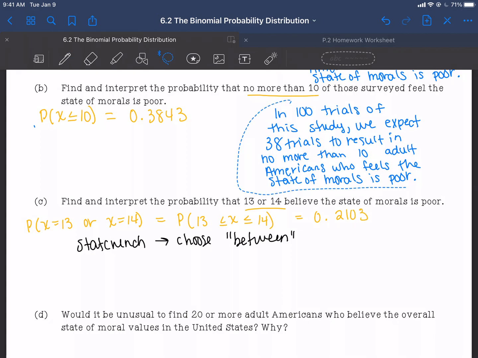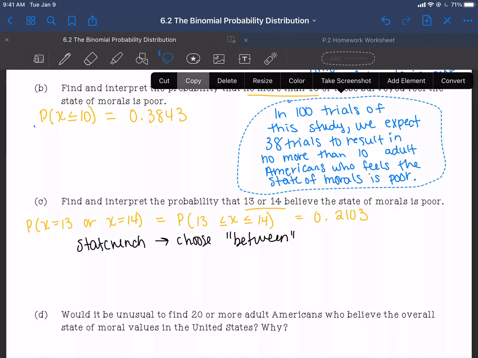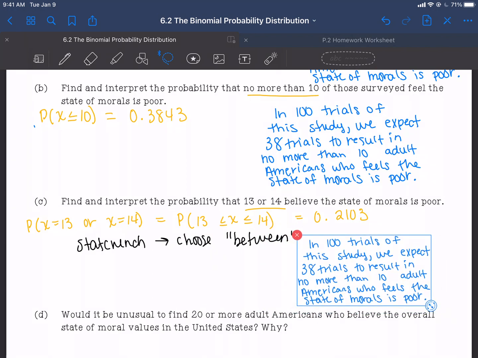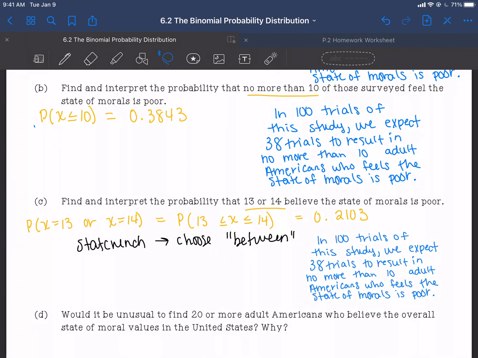So to interpret this, in 100 trials of the study, we would expect 21 trials. Okay, we would expect 21 trials to result in 13 or 14 adult Americans who feel the state of morals is poor.